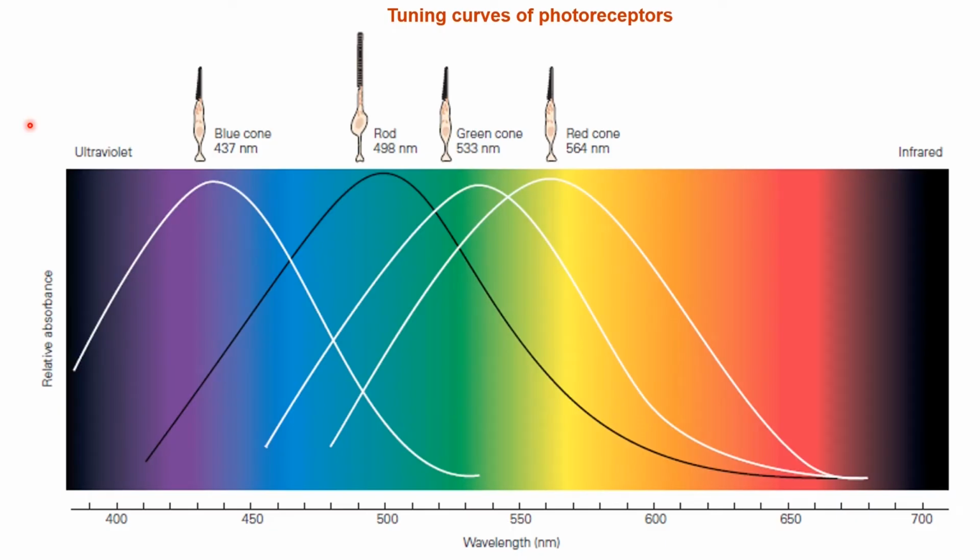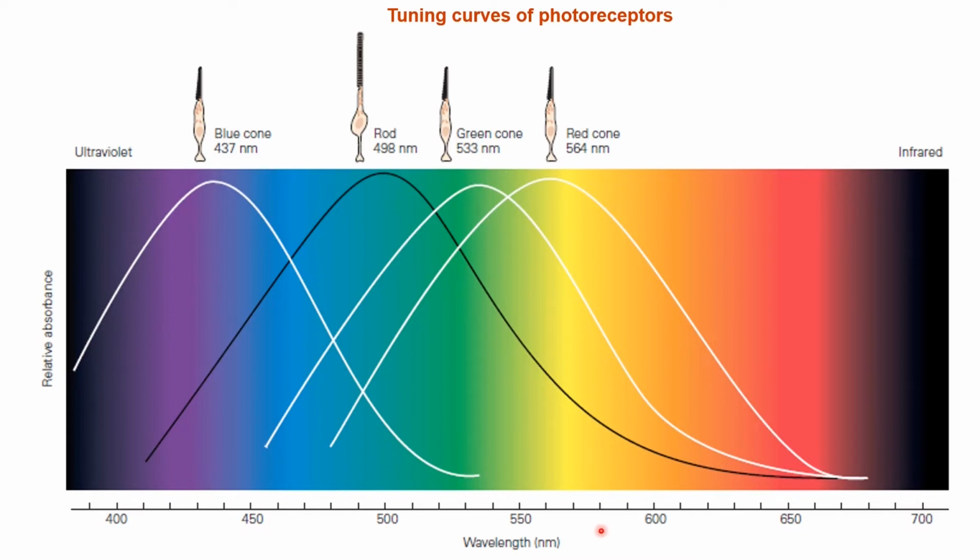Now let's look at the photoreceptors. Light is detected by opsins that are present on two types of cells in the retina, rods and cones. Cones themselves are of three kinds, which are called blue cones, green cones, and red cones. And these cones are basically sensitive to different wavelengths of light. So they have different tuning curves. The tuning curves are shown here.